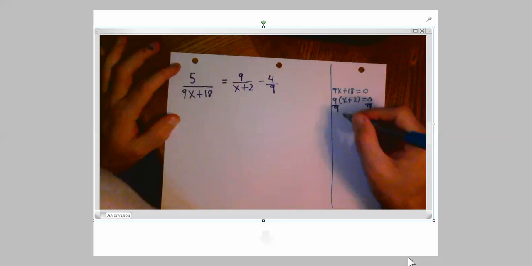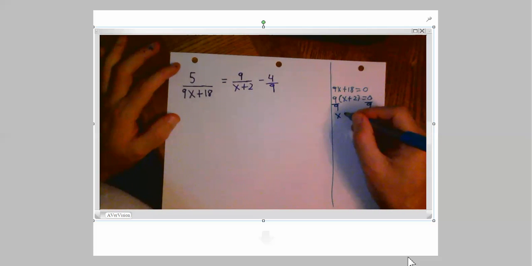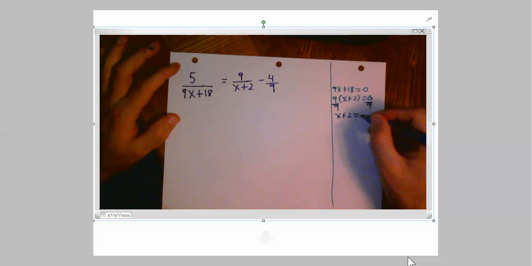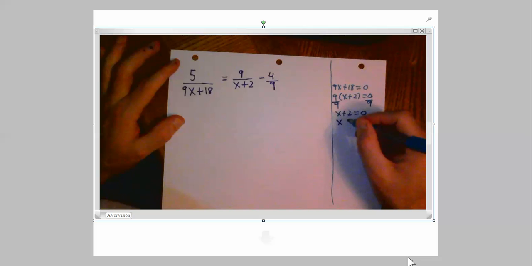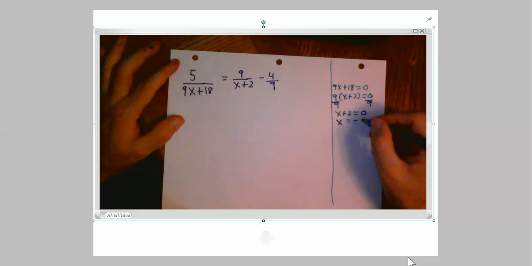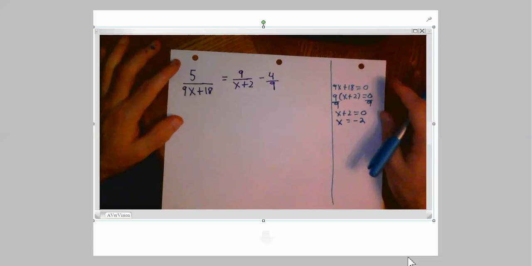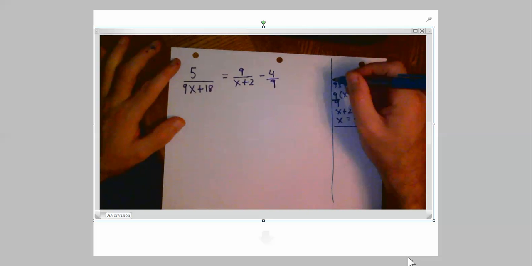Okay. So if I divide both sides by 9 now, the 9's cancel and I have x plus 2 is equal to 0. And that tells me x is equal to negative 2. So we know x cannot be equal to negative 2. Now, that was the first denominator, right? We started out with this and we wound up with x cannot equal negative 2.